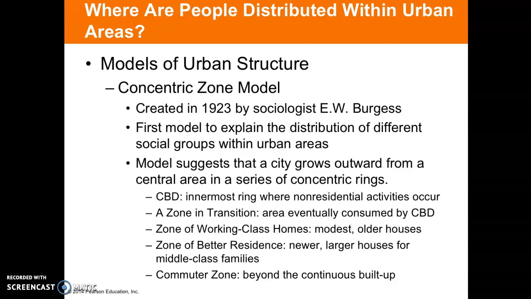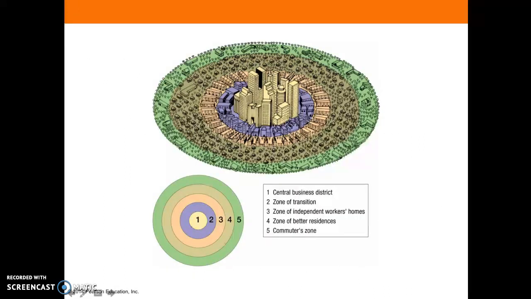This model suggests that the city grows outward from a central area in a series of concentric rings. So in the center of the city, you'll have the central business district, and that's where most of your non-residential activities will occur. And then you have a zone of transition, a zone of working class homes, a zone of better residences, and the commuter zone. And I'm going to explain them to you while we're looking at it.